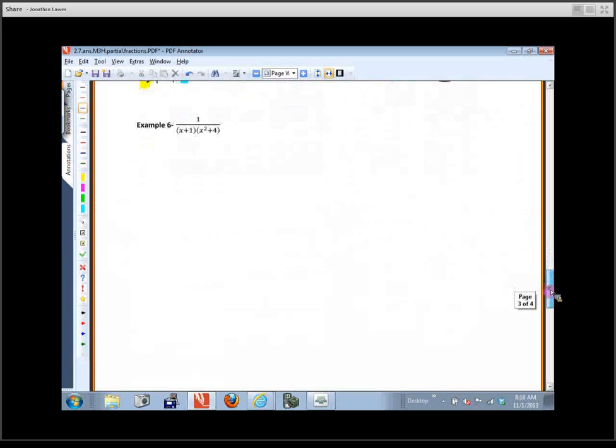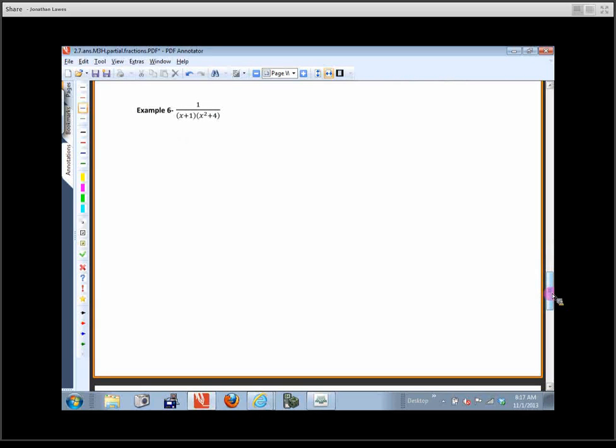Okay, let's take a look at this one. This is a little bit more interesting. On this problem right here, it's already factored, so I can break this into one part for each of these factors. So this is going to be x plus 1, plus, this is going to be x squared plus 4. And the reason I've got to keep that as x squared plus 4 is, does x squared plus 4 factor? Nope, certainly not using real numbers.